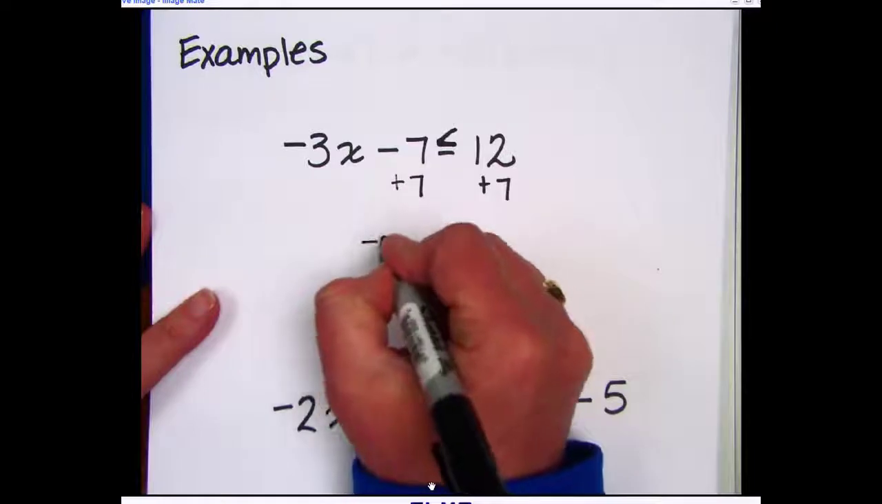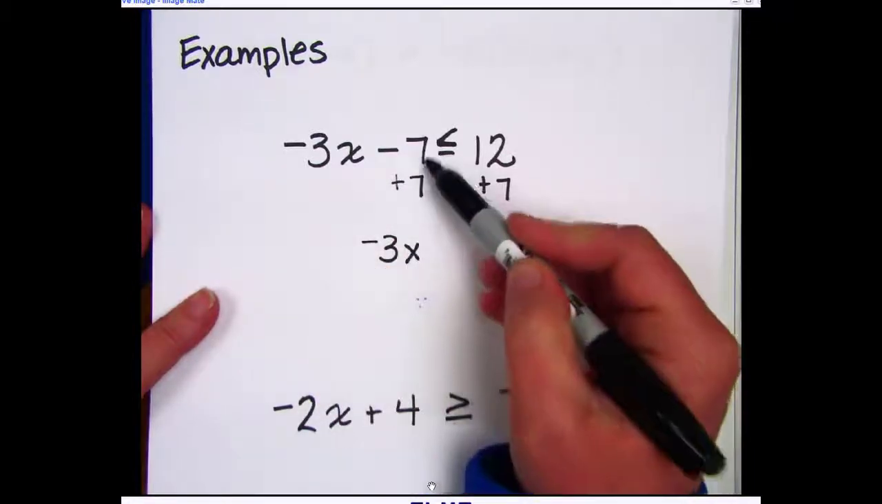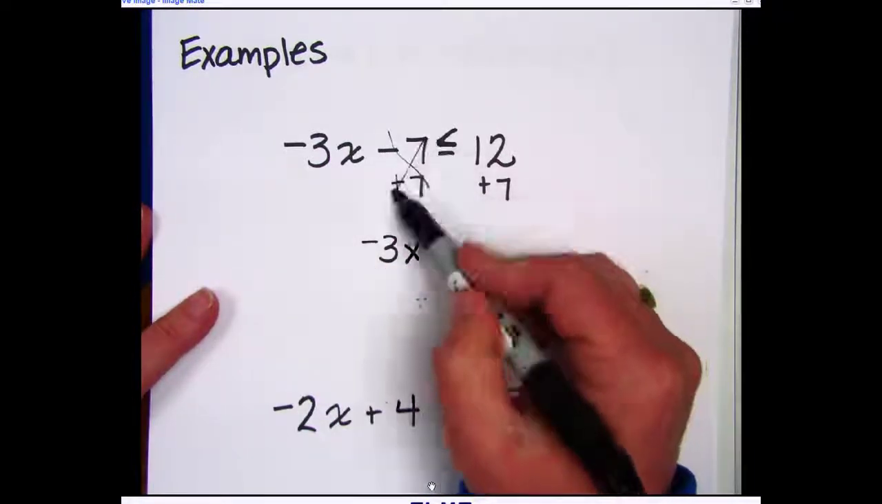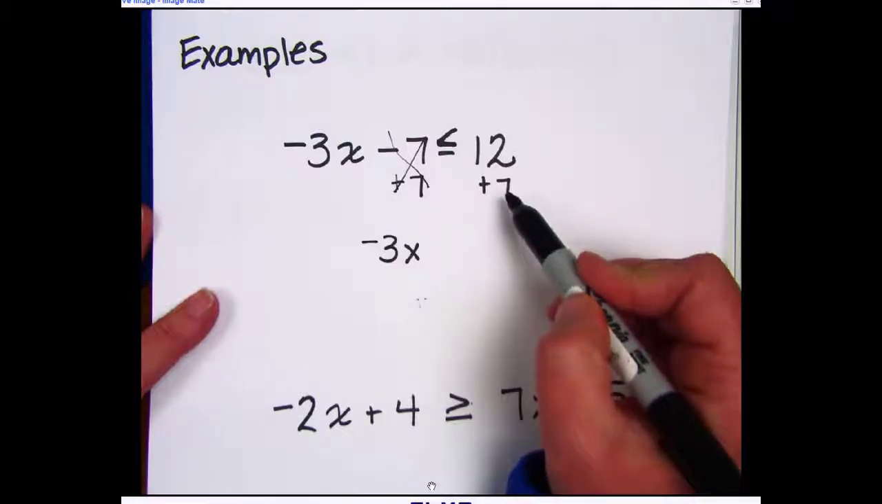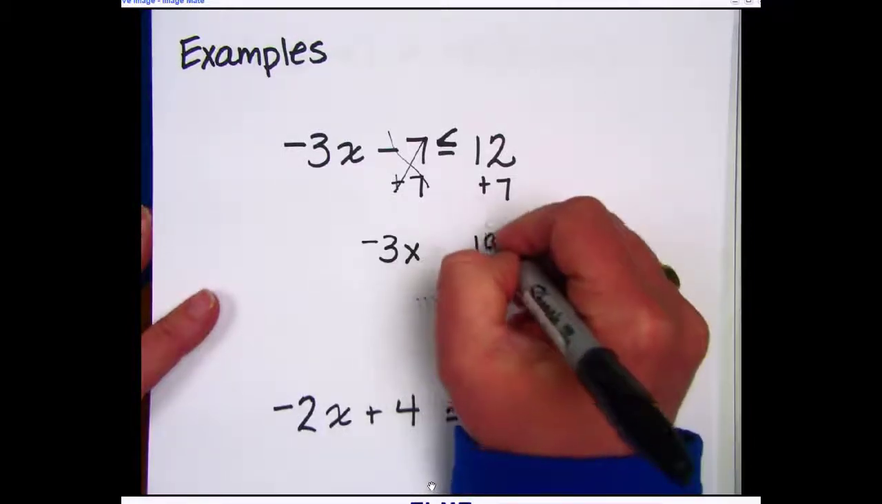Over here, I'd have minus 3x. Negative 7, positive 7, go to 0. 12 plus 7 is 19.